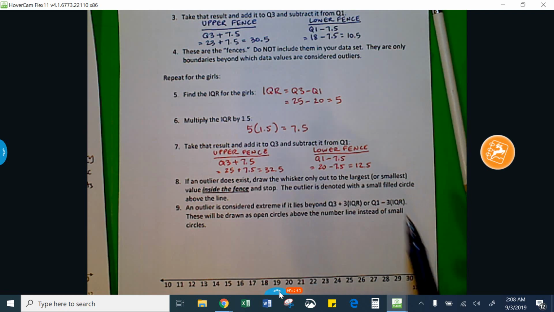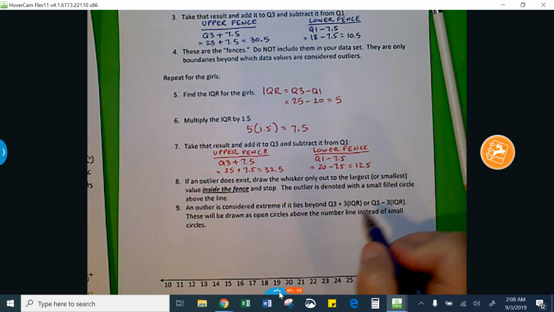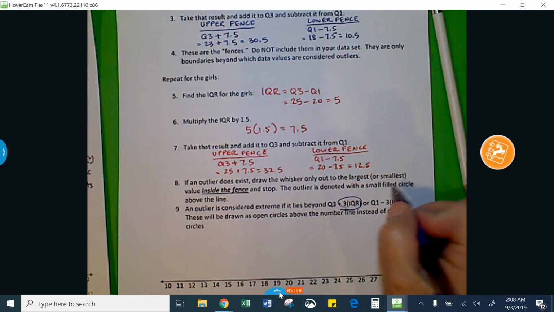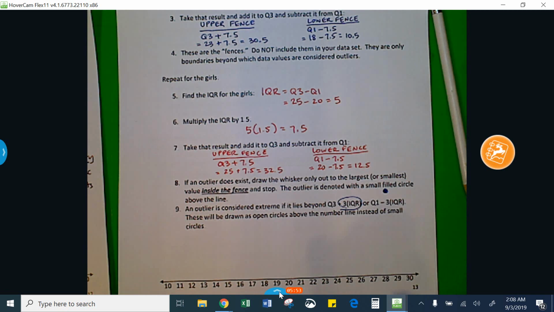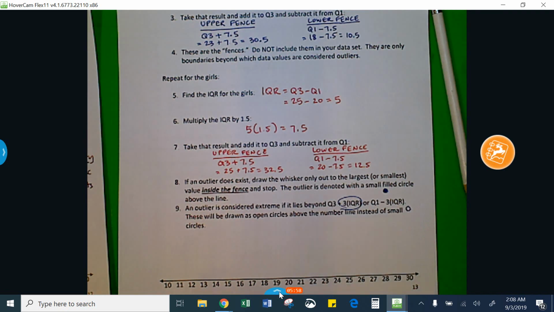As a further note, an outlier is considered very extreme if it lies beyond 3 times the interquartile range on the plus or minus side. These will be drawn as open circles instead of small filled circles. So a regular outlier will show this way. An extreme outlier would be just shown that way. And not all software is going to show it as a solid dot and an open dot. It could be like an asterisk or just a different symbol than the other ones.